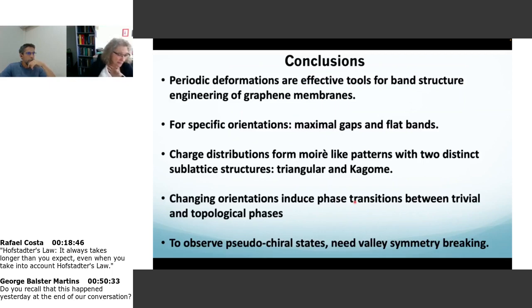For specific, the orientation of the substrate is very relevant to the physics that is observed. This is exactly what happens in twisted bilayer graphene, and it's very tempting to think that in these systems we could also find superconductivity, Mott-insulating phases, and all the zoo that you observe there. The charge distribution for moiré patterns, in this case, for this particular lattice, they are separated into triangular and Kagome. And by changing orientations, you can produce phase transitions between trivial and topological phases for one valley, okay? So if you want to see this phase transition, you need to break valley symmetry to see the effect of the topology.